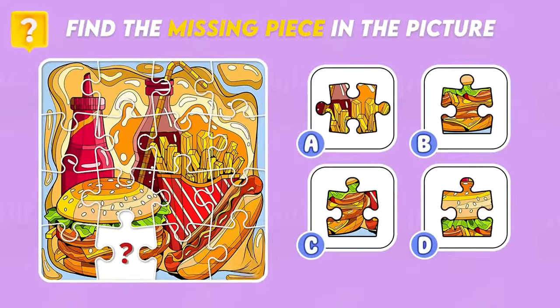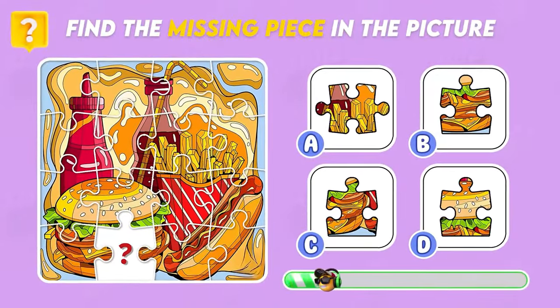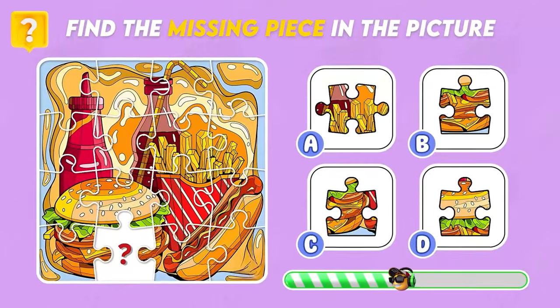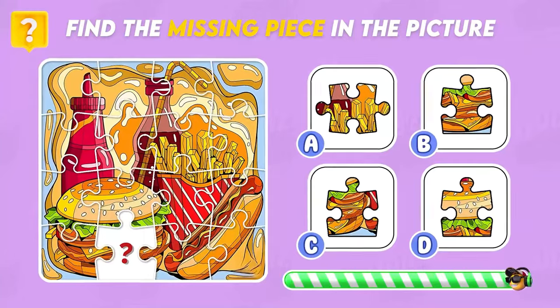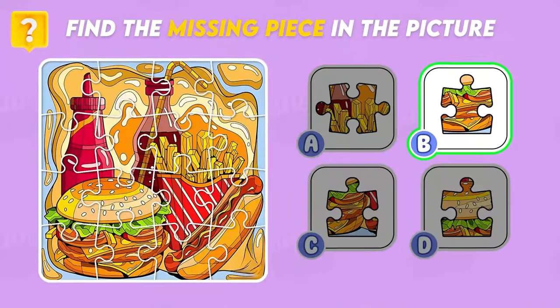Find the missing piece in this picture. Yes, the correct choice is here.